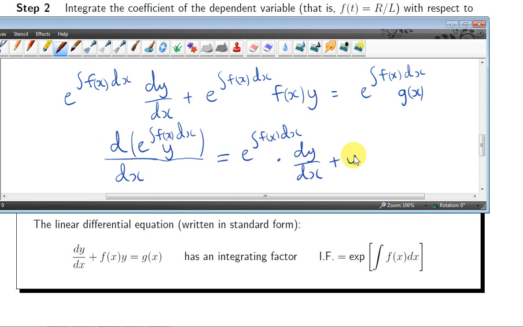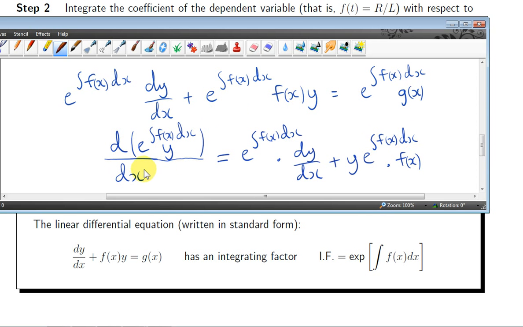Then we take the second function, which is y, and multiply it by the derivative of e to the power of the integral of f of x dx. Well, if we differentiate e to the power of something, we just get it back. But by the chain rule, we must differentiate the power. If we differentiate the integral of a function, we just get that function itself. And there we have this second term here. So indeed we can write the left hand side as the derivative of a product.